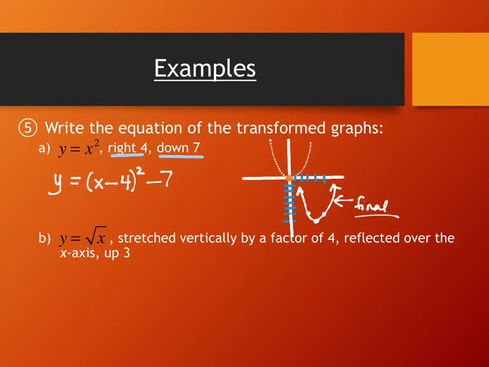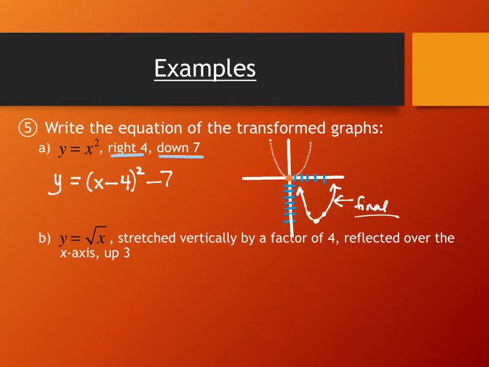This one talks about several things that are happening. It says it's stretched vertically by a factor of 4. It says it's reflected over the x-axis, and it's going up 3. It's a lot of things. It's okay. We're just going to go one at a time. Stretched vertically by a factor of 4.